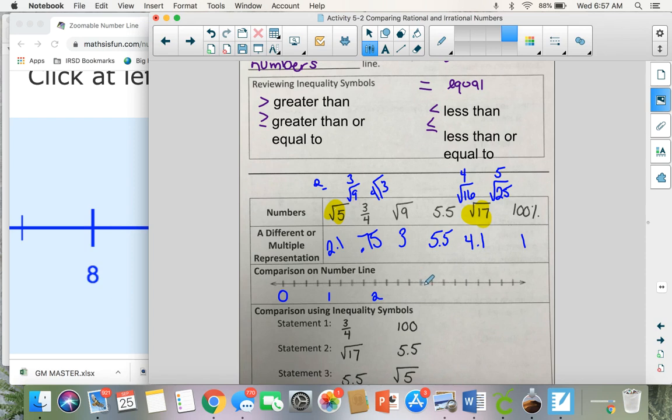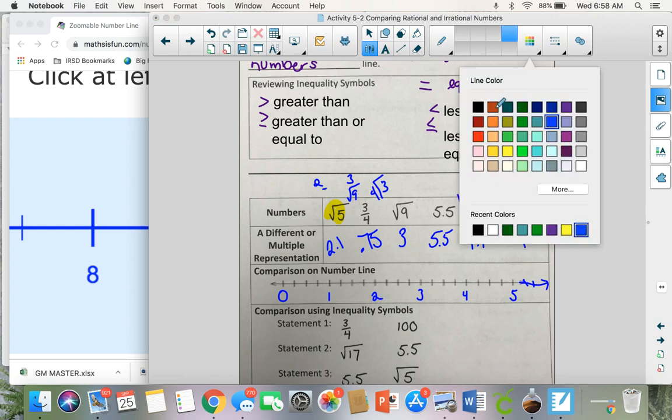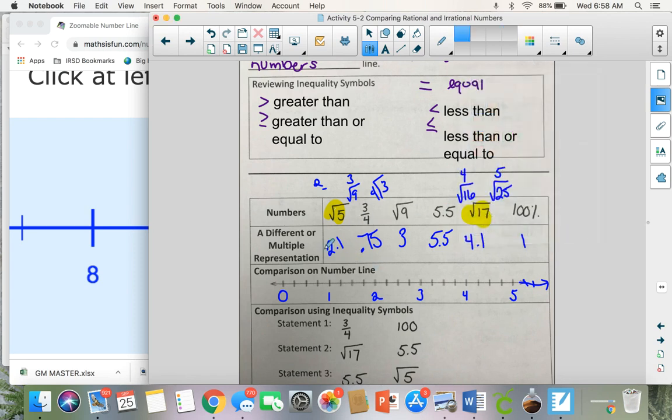1, 2, 3. This would be 3. 1, 2, 3. This would be 4. 1, 2, 3. This would be 5. So I'm just going to extend it out just a little bit. And that would be my 5.5. So now I'm going to go ahead and write my original numbers because I want to compare these numbers in their original form. So I'm going to write them on the number line as they were originally written.